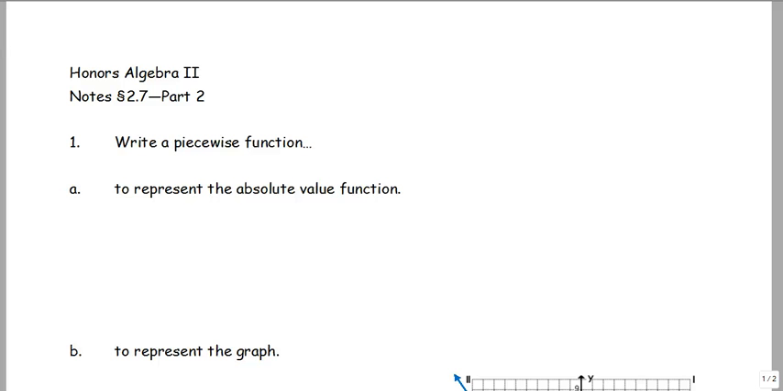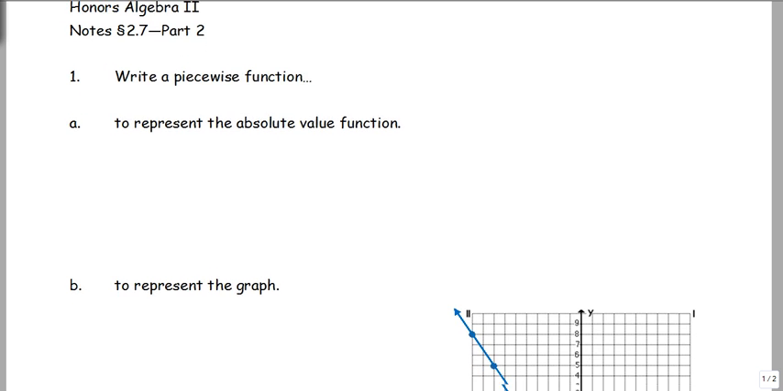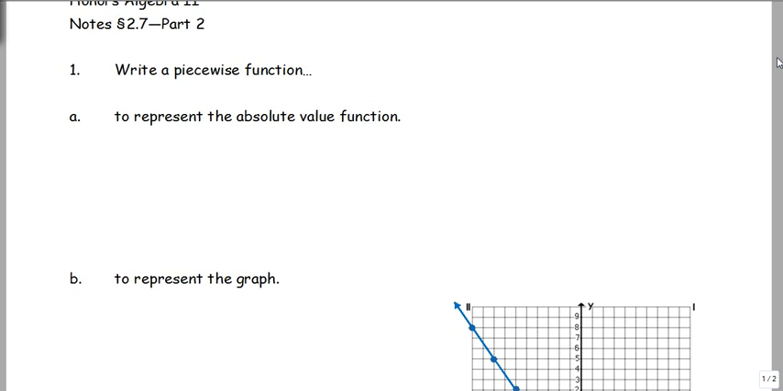Alright, today's lesson is a little more challenging because we are going to be writing piecewise functions based on the graph. So let's look at what we have here. It says write a piecewise function to represent the absolute value function. So I want to write something that represents this. Okay? So let's think about this for a second.